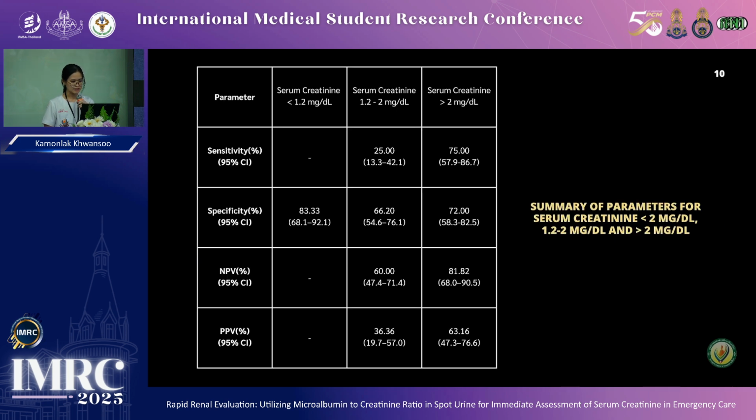And this is sensitivity, specificity, NPV, and PPV, collected in a table. And this suggests that a normal dipstick result reliably rules out renal impairment, whereas abnormal results require laboratory confirmation.